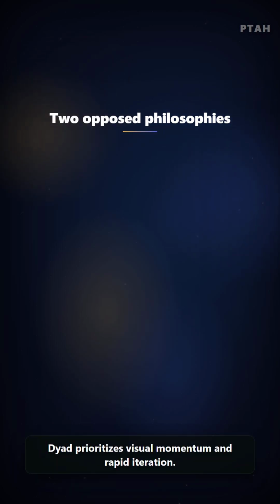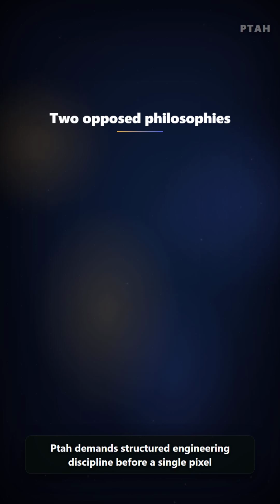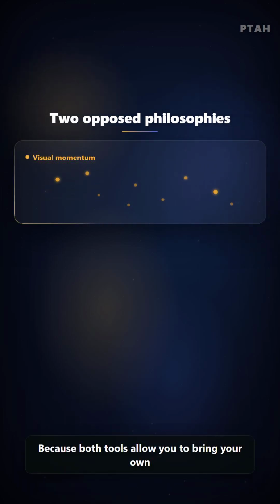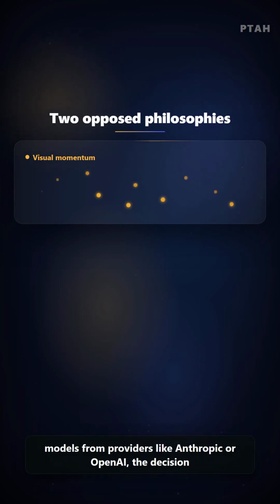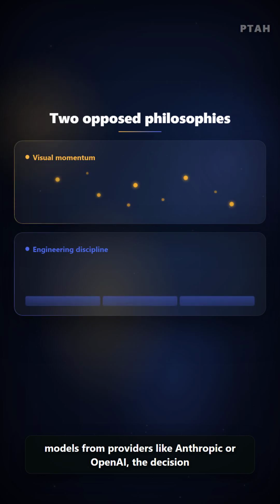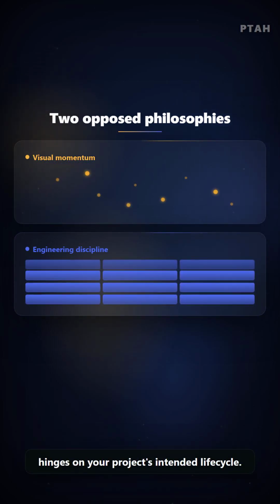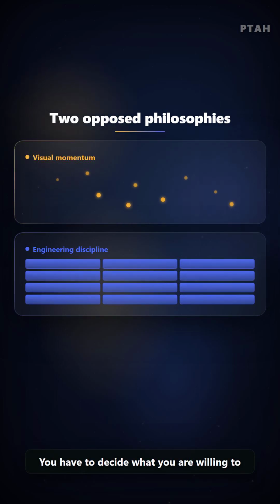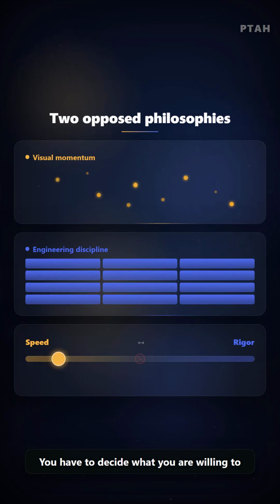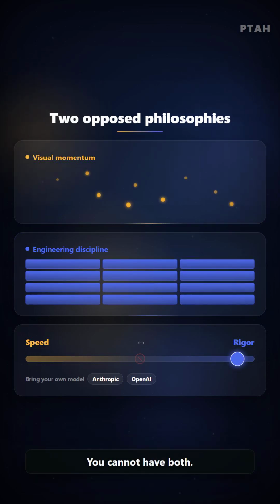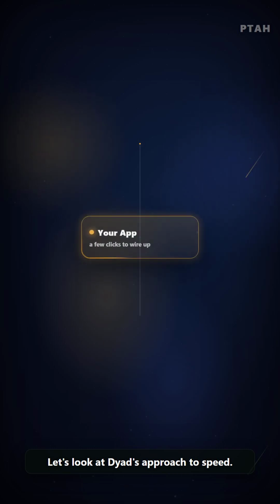Dyad prioritizes visual momentum and rapid iteration. Ptah demands structured engineering discipline before a single pixel is drawn. Because both tools allow you to bring your own models from providers like Anthropic or OpenAI, the decision hinges on your project's intended lifecycle. You have to decide what you are willing to sacrifice. You can have early speed or early architectural rigor. You cannot have both.